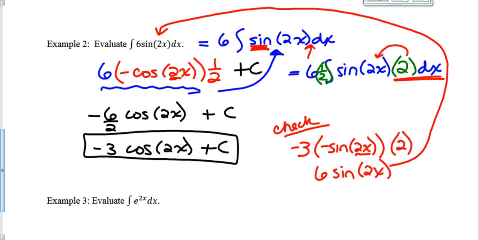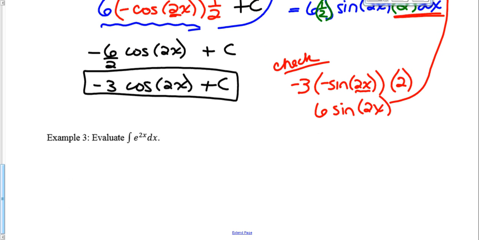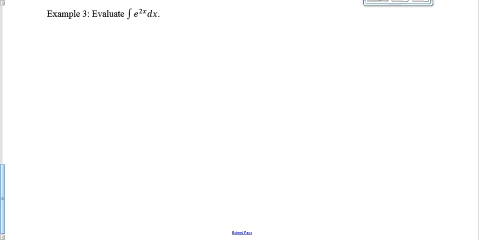That's exactly what I started with. Next one, we're doing an e to the x. So, evaluate the antiderivative of e raised to 2x.